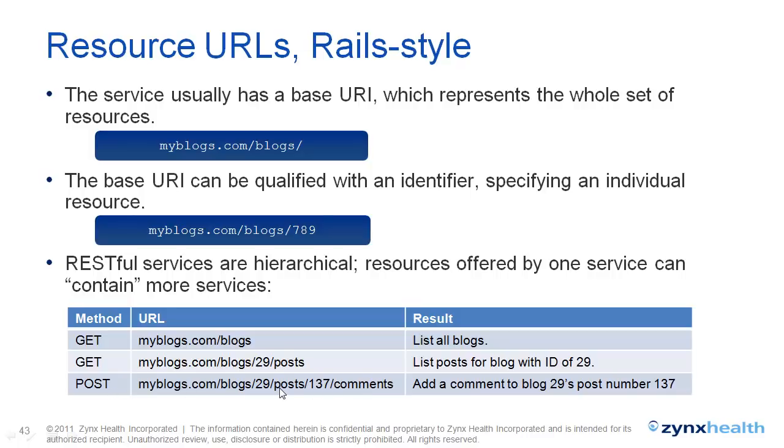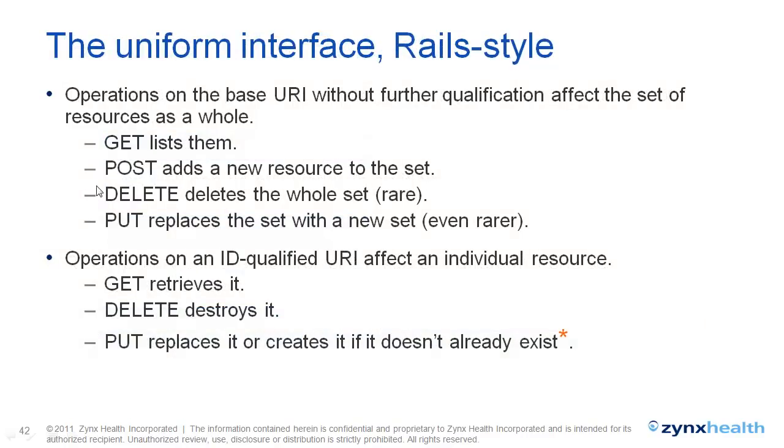We can post a comment by posting to the comments base URI. This is a URI, another level of hierarchy down, representing the set of comments for a particular post. In this case, it is post number 137 from blog number 29, and posting to that URI would add a new one. As I discussed in the previous slide, posting adds a new resource to the set.